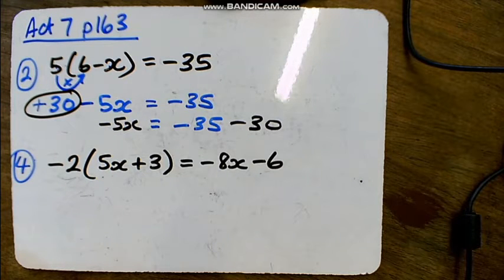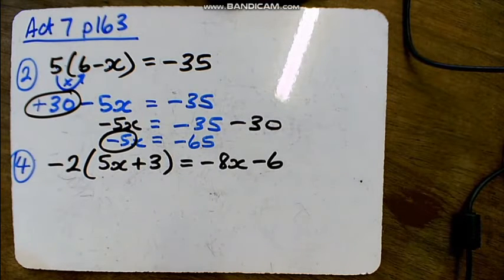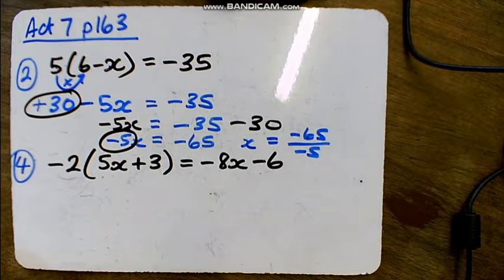Right, a negative 35 minus 30. Who can give us the answer? The minus 35 minus 30 is minus 65. What's on the left still? Minus 5x on the left. Right, now we're going to divide both sides by minus 5. So minus 5 is in front of x. Divide by minus 5. X is equal to minus 65 divided by minus 5. Punch in your calculator, how much do you get? X is equal to positive 13.